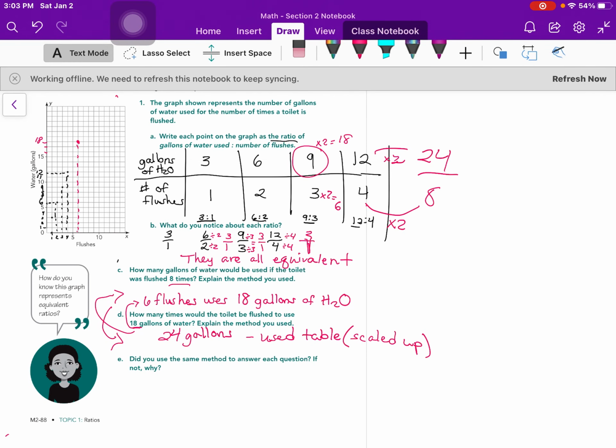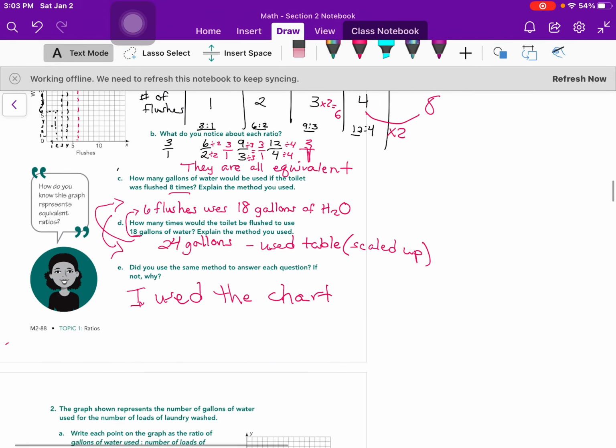I guess in both instances, I used the chart because I found it to be the easiest to find something exact to multiply by. You may have used the graph. You may have made a picture or a tape diagram or a double number line to help you. But for me, I think just using the numbers and figuring out what to multiply them by makes the most sense for me.